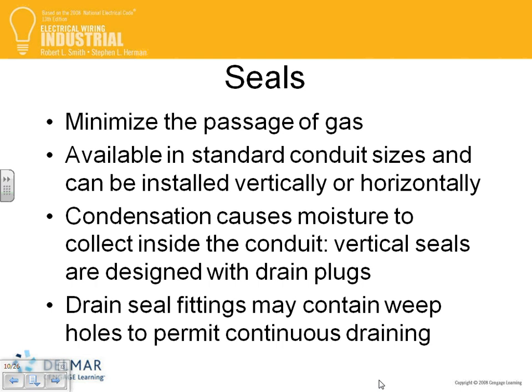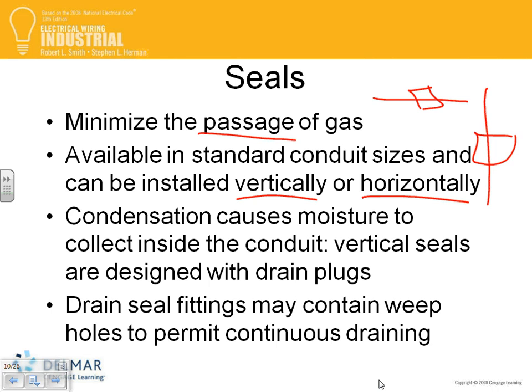So you have the seal for passage of gas. They have horizontal or vertical seals. If you're going horizontal, there's a seal. If you're going vertical, there's a seal. And if you're going vertical, they have drainage for condensation. So there's a drain right here. If water actually gets in here, it will drain away, not down to the equipment.